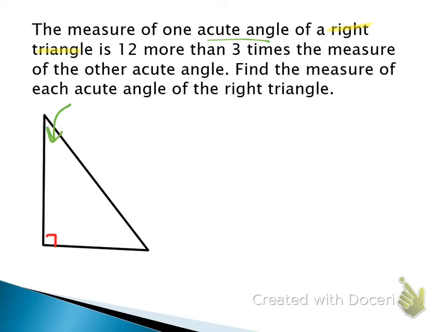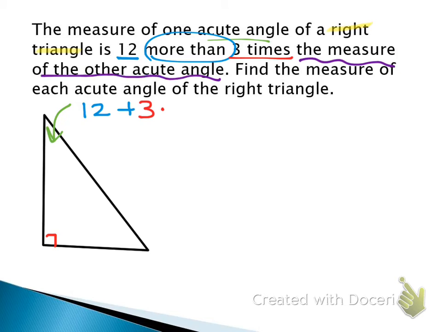So it says the measure of one acute angle. I'm just going to label this one, because why not? And then we're going to use what it says. The measure of one angle is 12 more than. What does more than mean? Plus. 12 plus, 12 more than 3 times, so 3 times the measure of the other. What are we going to call the other angle? X. So we're going to call the other angle X. So this looks like 12 plus 3x. You don't have to keep the dot there. It was just there to show you why it is 12 plus 3x. So that's the measure of one acute angle.